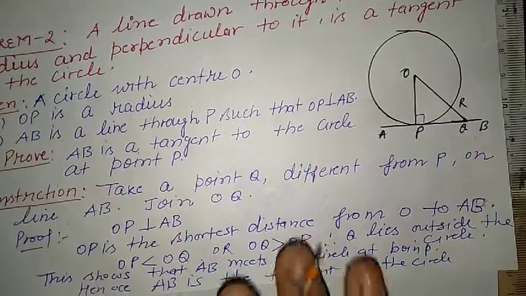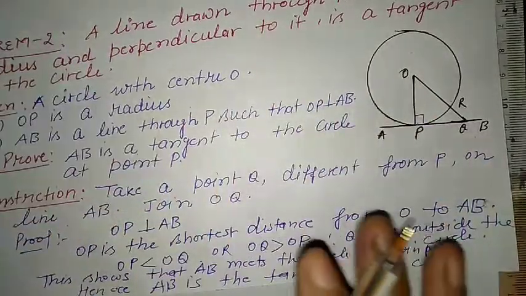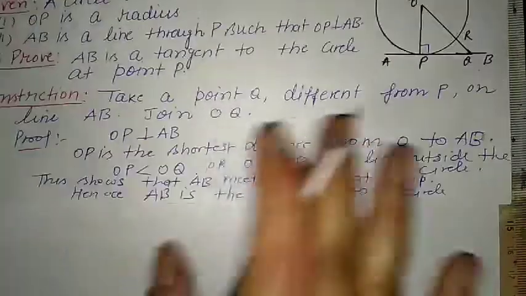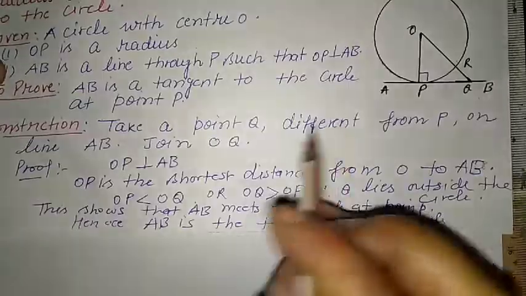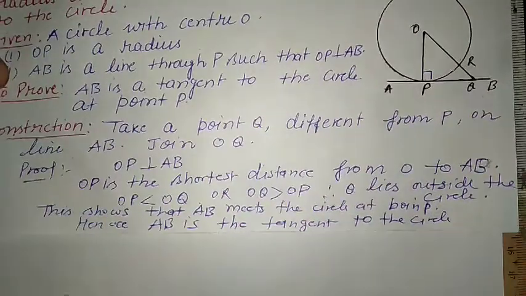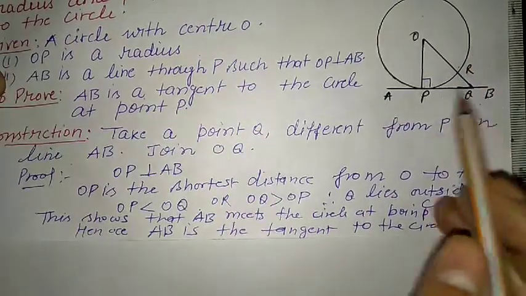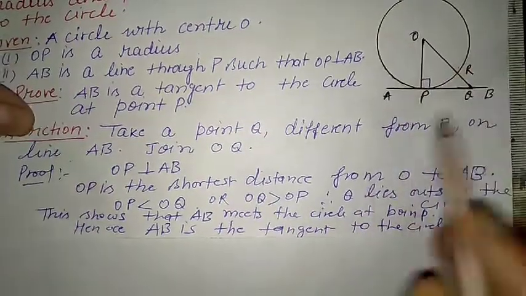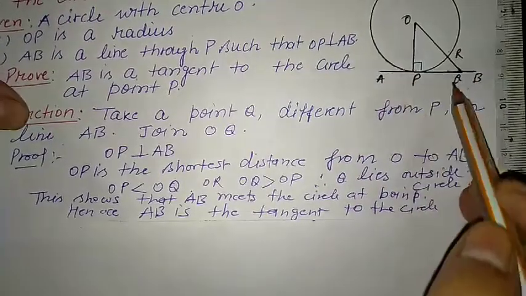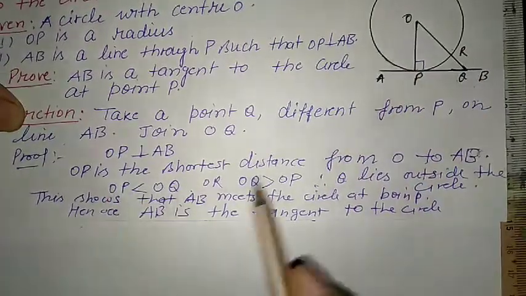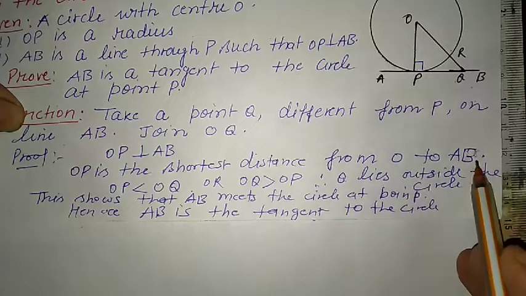So this we can say, most of the time we have to write theory for these theorems because proof is not so particular, but we have to write the theory. So there is a point Q other than P on line AB, join OQ. Here we have to write OP is a perpendicular on AB. OP is the shortest distance from O to AB.